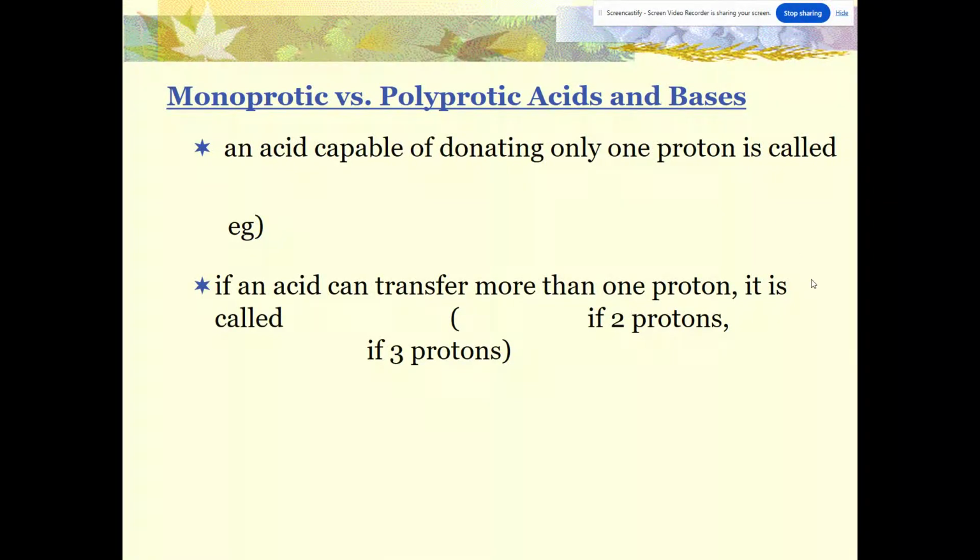Hello and welcome to this video for Chemistry 30 in the Equilibrium Acid-Base unit. In this video, we're going to look at the difference between monoprotic and polyprotic acids and bases.